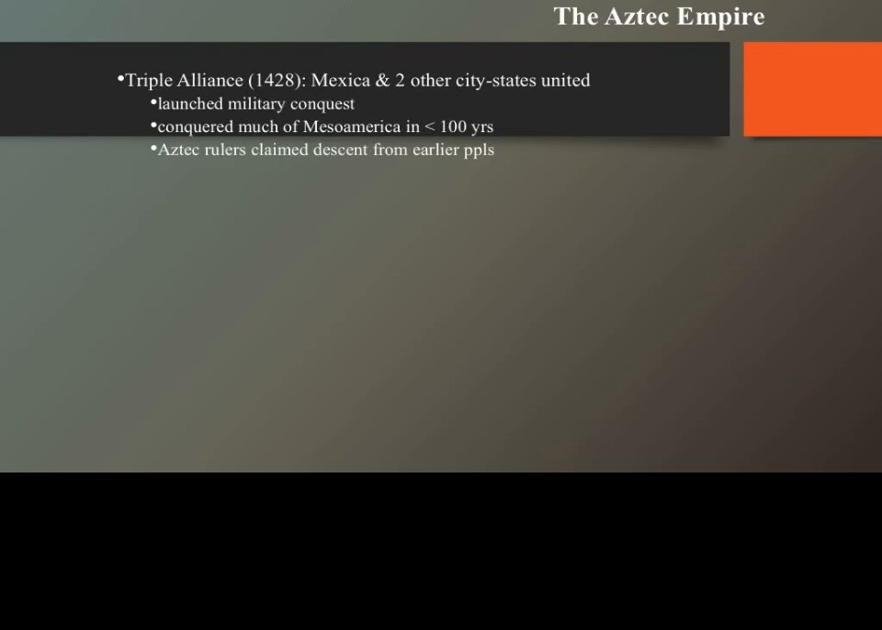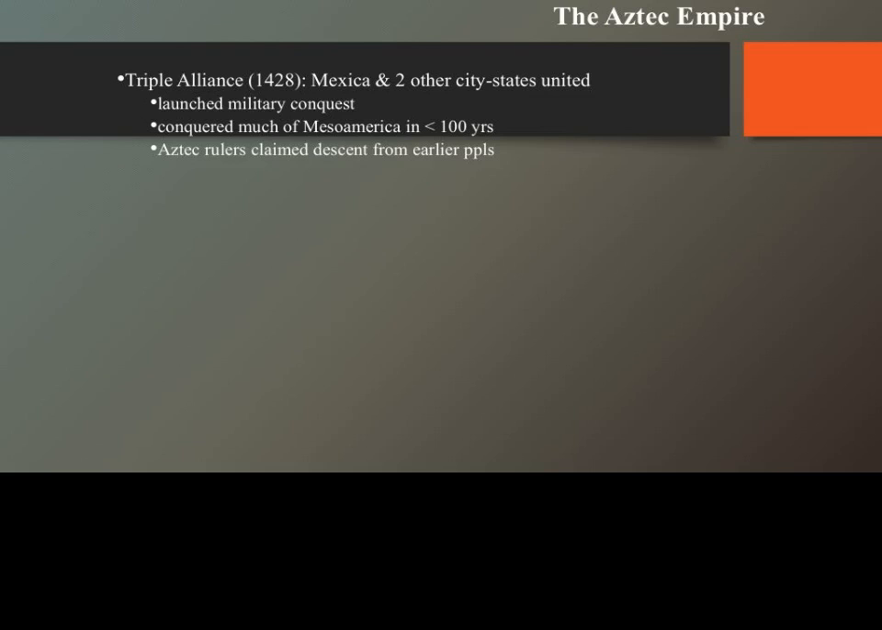They formed the Triple Alliance in 1428, and Mexico and two other city-states were then united. They launched a program of military conquest and conquered much of Mesoamerica in under a century. And those Aztec rulers, like I said, claimed descent from earlier peoples like the Toltecs.